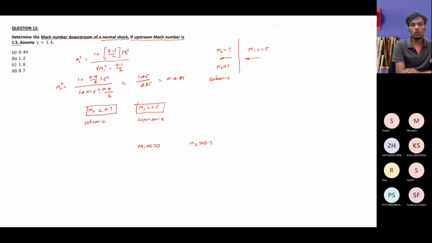But when we see M1 equals 1.5, that is very small compared to M1 equals 30. Yet we got the flow downstream of the shock wave at just 0.7. But for the high supersonic flow, we got a Mach number of 0.3 behind the shock wave. Why? The reason is that at high supersonic flows, you will get strong normal shock waves.